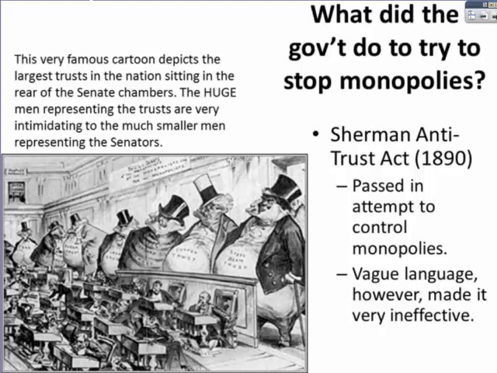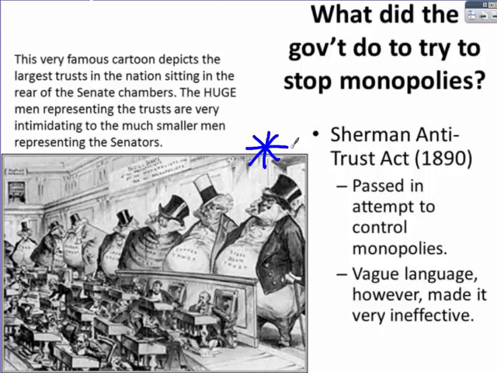And in this cartoon, extremely famous, you must know it. It will likely be on your test from me, and it is very often seen on the Regents exam itself. It depicts large trusts sitting in the rear of the Senate chambers. These huge men are representing the trusts, and they're very intimidating to the much smaller men representing the senators. So it's really just showing that often government officials were doing the bidding of large trusts.